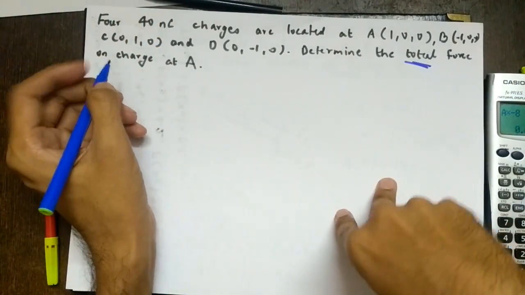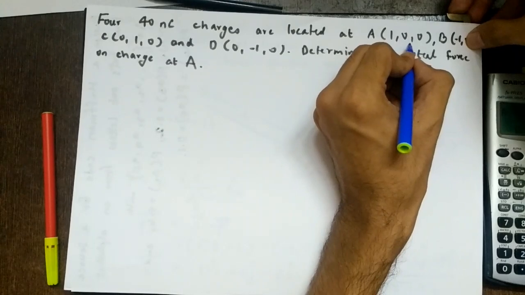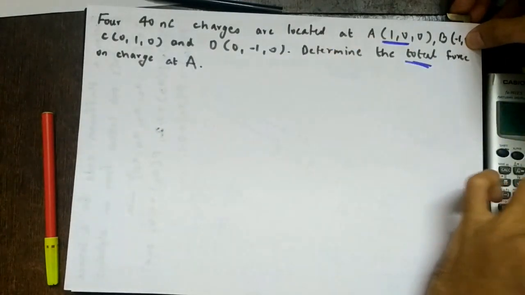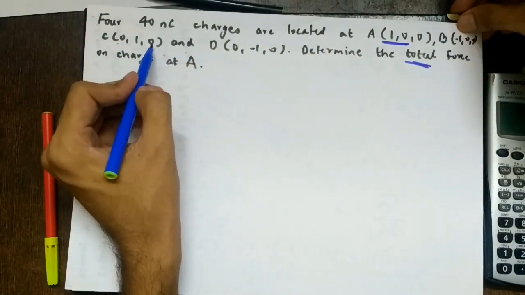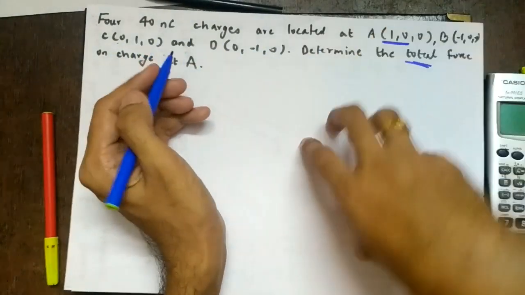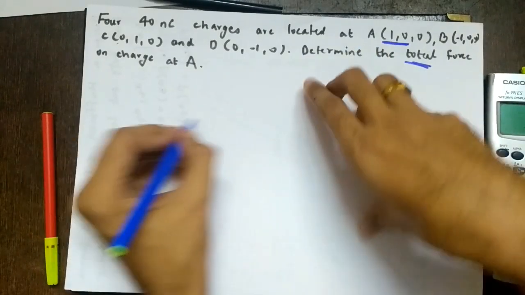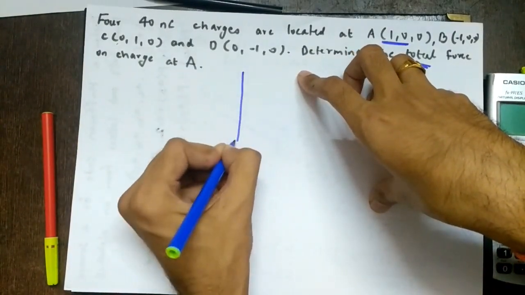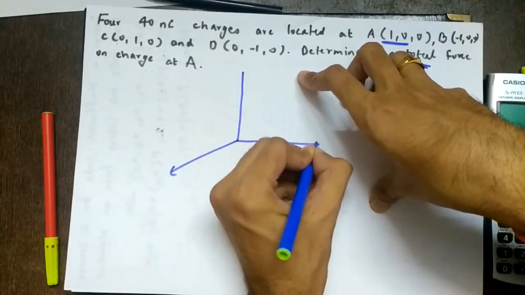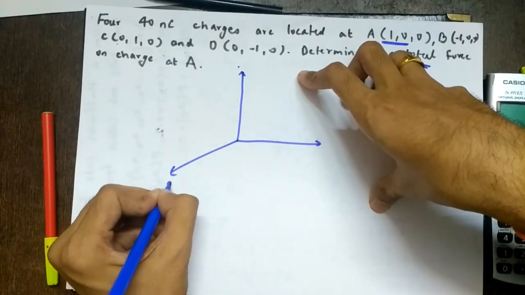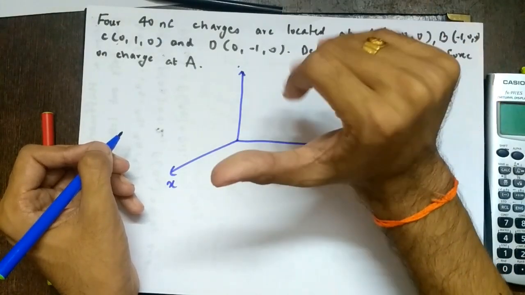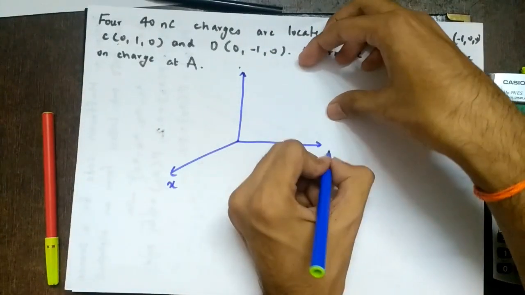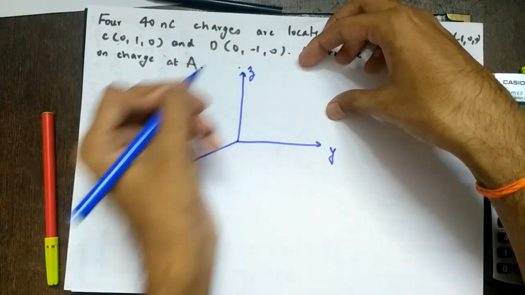Now if you observe, A is located where? 1, 0, 0. B is located at minus 1, 0, 0, C at 0, 1, 0, D at 0, minus 1, 0. And there are three coordinates. So what we require is a 3D coordinate system. So if this is X, yesterday I explained about the right hand rule. So if this is X, curved fingers give direction of Y to Z. So this is Y, then this is Z.